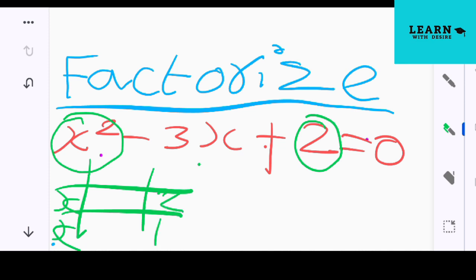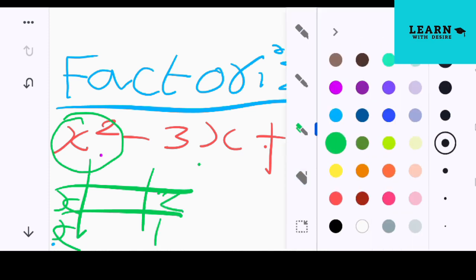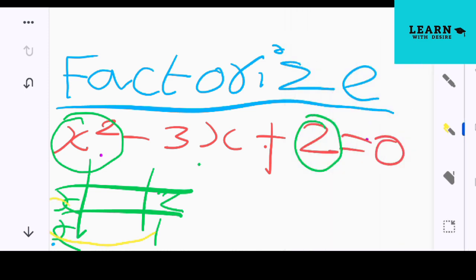Now we have to do the cross multiplication for these variables, that is like this: x into 1 becomes x and x into 2 becomes 2x. Here note that always write the result that comes after multiplying the cross numbers in the middle bank.